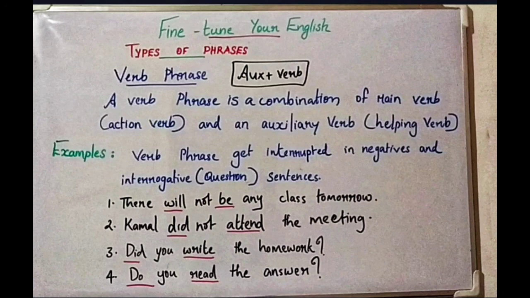Then the second example, Kamal did not attend the meeting. Here, did attend is the verb phrase and it got interrupted with the word not because it is a negative sentence. Then the third example, did you write the homework? Here, did write is the verb phrase and it got interrupted with the pronoun you because it is a question. Then fourth one, do you read the answer? Here, do read is the verb phrase and it got interrupted with the word you, a pronoun, and this sentence is a question.